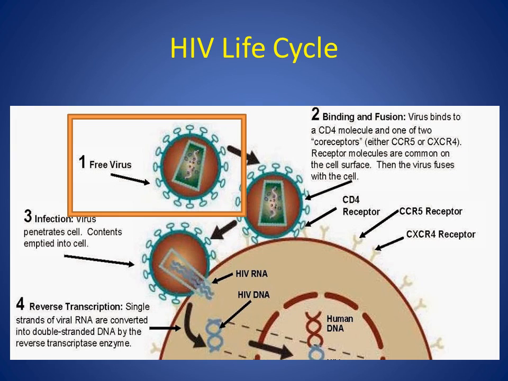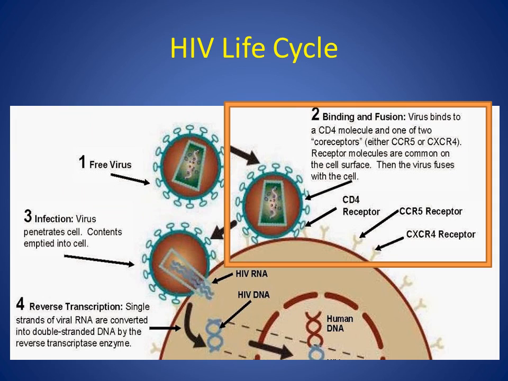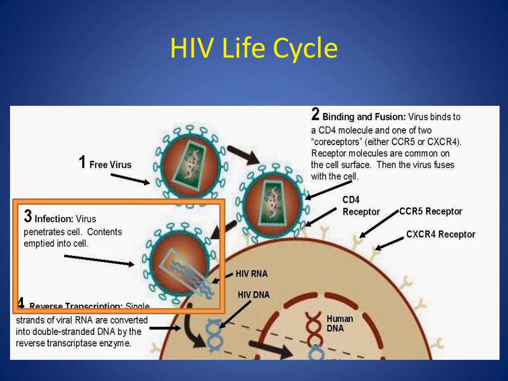To begin with, we have the HIV as a free virus roaming around in the blood. When the HIV comes in contact with a CD4 cell, it will bind to the CD4 receptor on the surface of that CD4 cell. Once it has bound to that receptor, it must also bind to one of two co-receptors, either CCR5 or CXCR4. Once the virus has been bound to both the CD4 receptor as well as one of the two co-receptors, it can then fuse with the surface of the CD4 cell and empty all its contents into the CD4 cell.